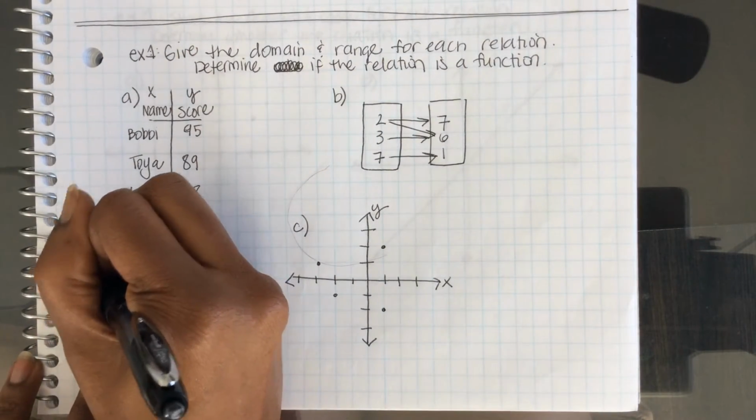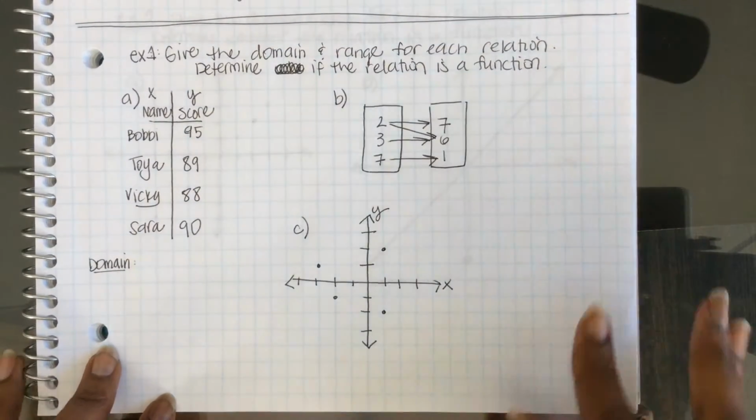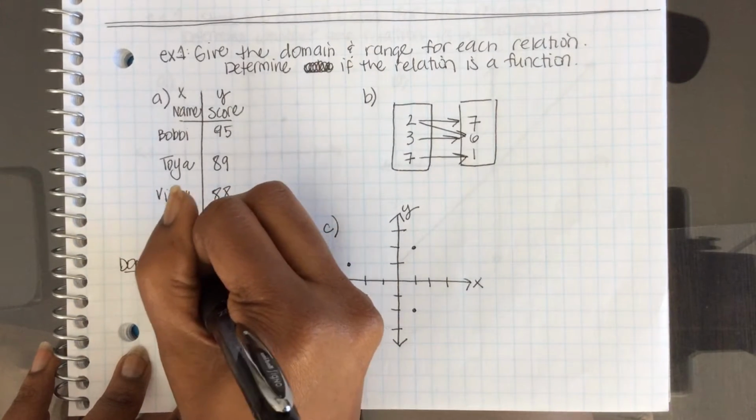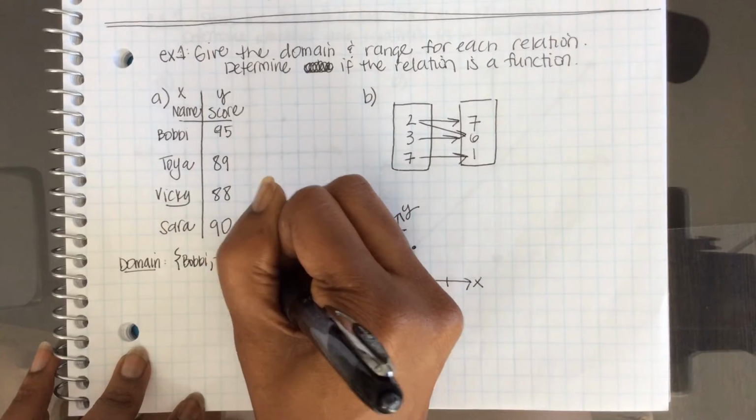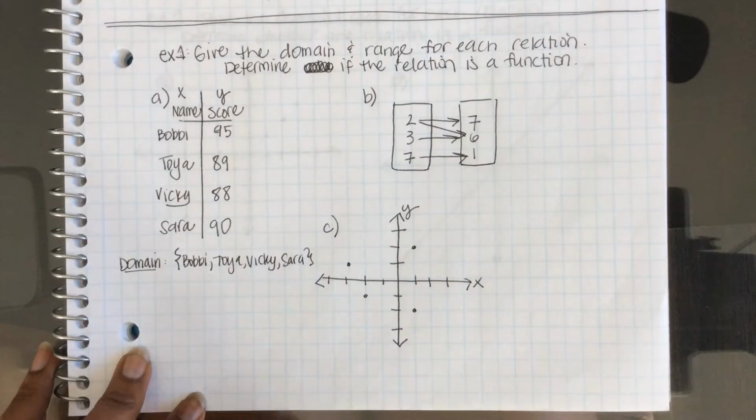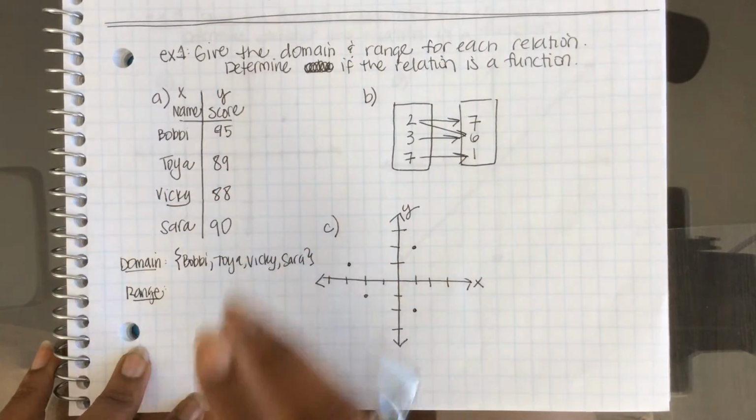So my domain would be all of my possible x values. Bobby, Toya, Vicky, and Sarah. And then the range in set notation.